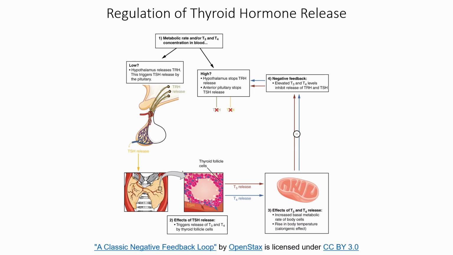When these levels get a little too high, the T3, T4 get too high, that's going to inhibit TRH and TSH. So the hypothalamus stops telling the pituitary to release TSH, and the anterior pituitary stops releasing it. If it gets too low, we go through the same process again.